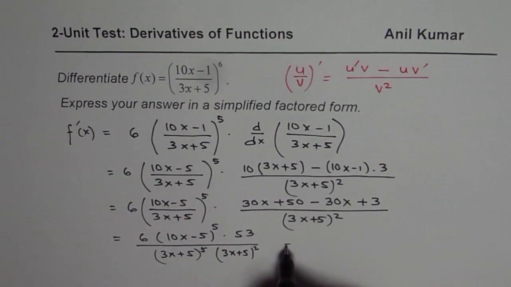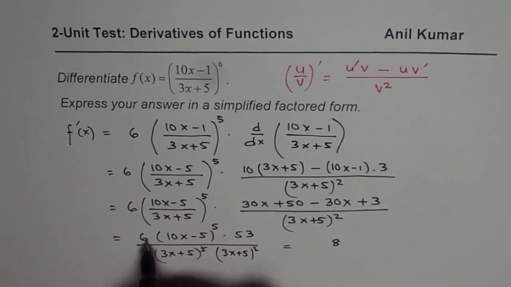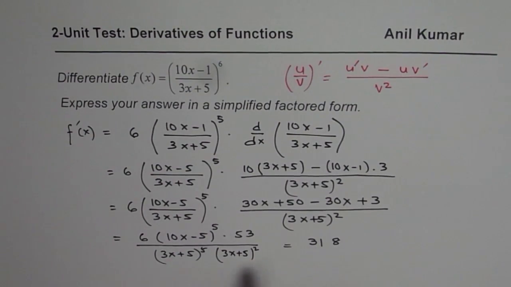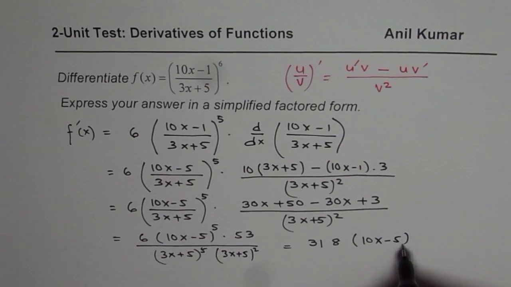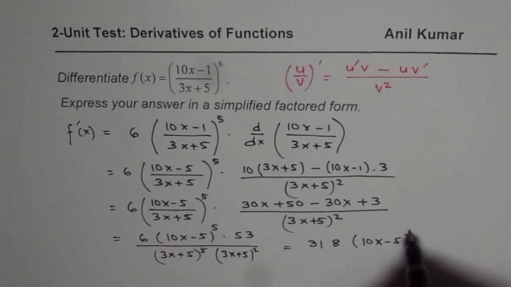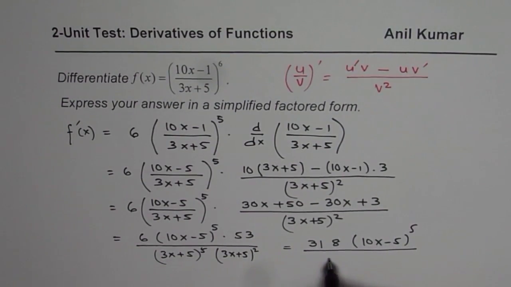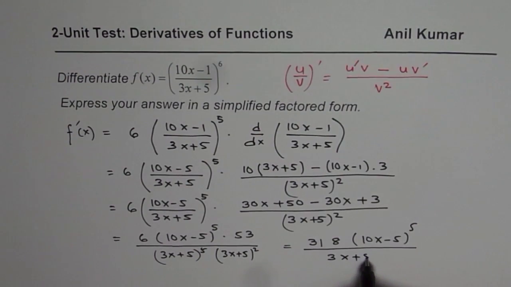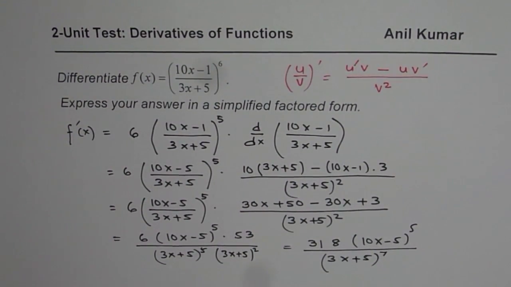And now you can multiply 53 by 6. So we get 6 times 3 as 18, 8, 1, 6 times 5, 30, 31, times we have (10x minus 1). You could take a common factor here, actually I should have done that. Anyway, let's write it like this at present, and the denominator will be (3x plus 5) to the power of 5 plus 2, which is 7, right? So that is how you could simplify it.